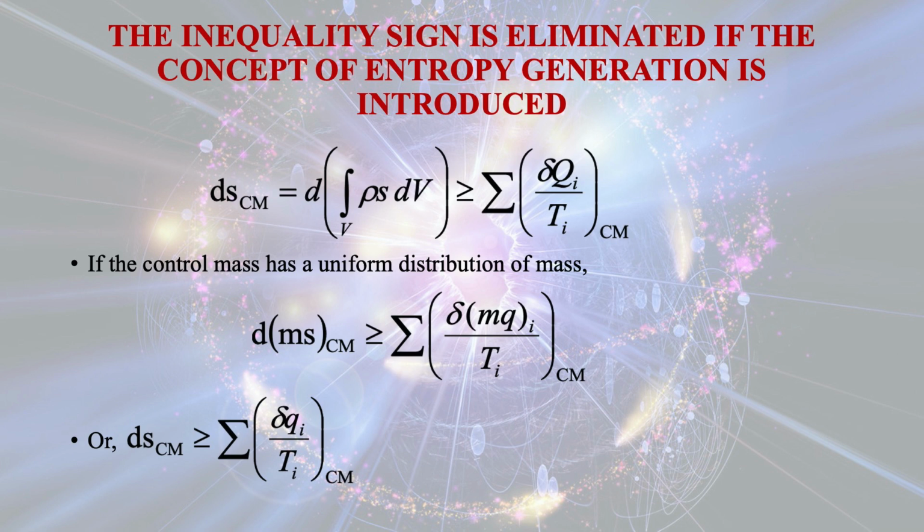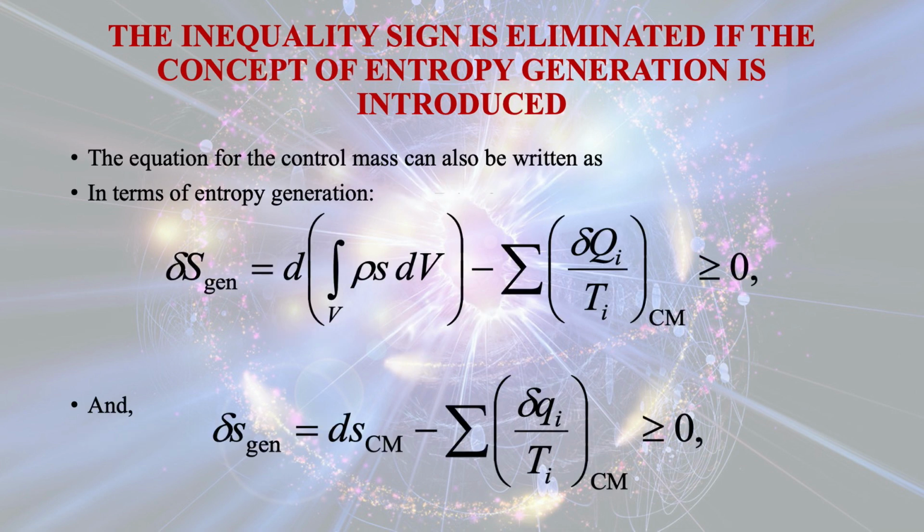The equation for the control mass can also be written as dS control mass is equal to d integral of rho small s dv, greater than or equal to summation of del Qi by Ti of control mass. So here S is written as small s into rho dv, that is small mass dm. So dm we have considered as rho into dv because mass is nothing but density into volume. If the control mass has a uniform distribution of mass, finally we write d within bracket m into s of control mass is greater than or equal to summation of del m qi by Ti of control mass. So you can just eliminate m from both sides. Finally we get that ds Cm is greater than or equal to summation of del small qi by Ti of control mass.